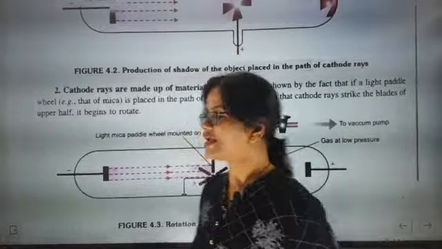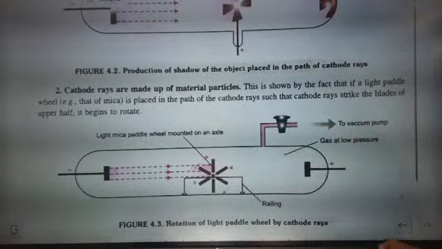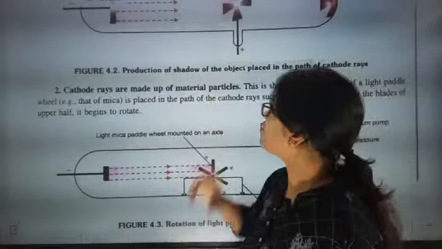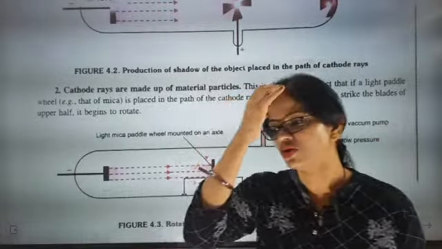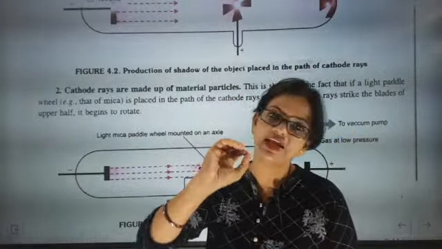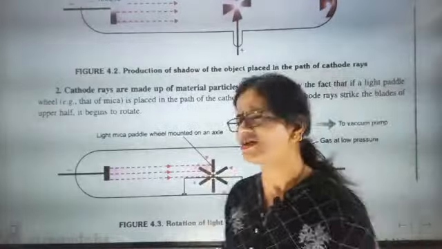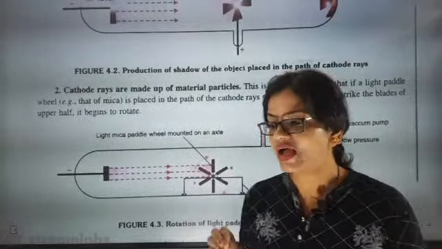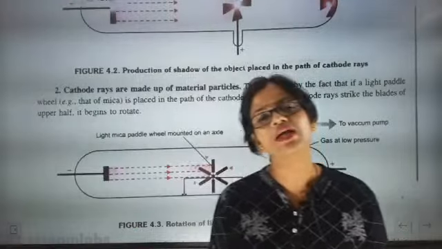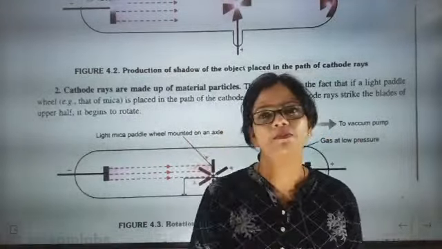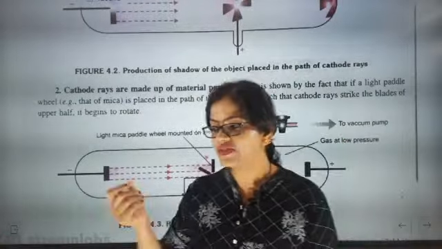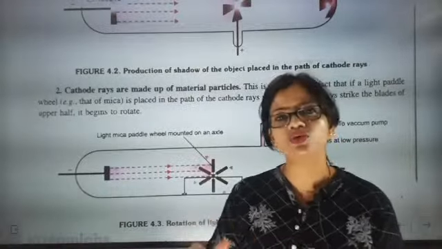Fine. So now the next important point we are going to talk about is that cathode rays are made up of material particles. Now, material particle means what? We understand one very important thing, that particles exist and they show their presence.